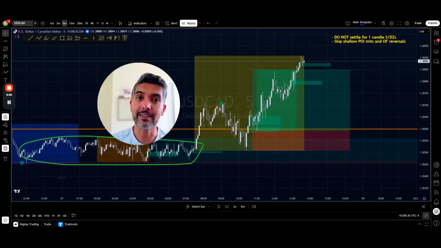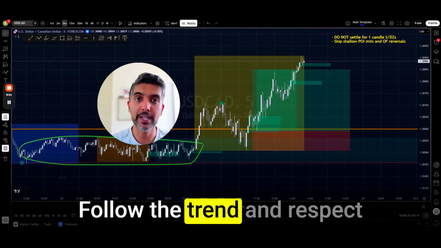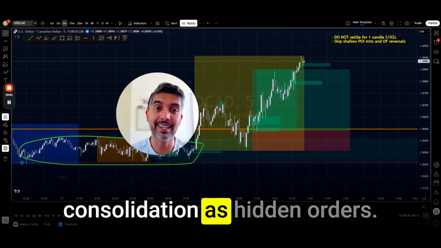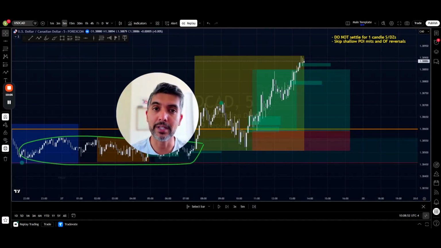So the key lesson here is this: follow the trend and respect consolidation as hidden orders. Not every opportunity is at a clean level. Sometimes I'm learning that the real edge is understanding where positions are building. And this is something I've started to notice more and more in my backtesting, but also when I'm live trading. Some of the best moves come from the least obvious areas.